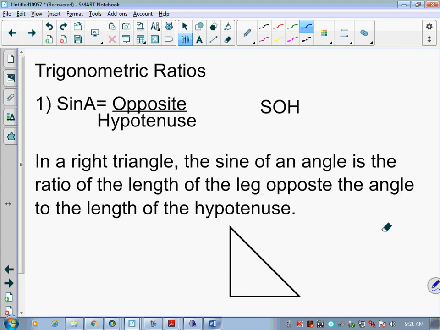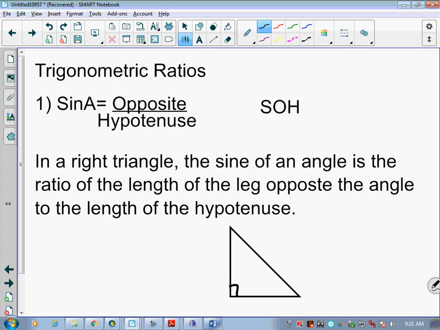Sine is a ratio of opposite over hypotenuse. And we've defined it down here. In a right triangle, the sine of an angle is the ratio of the length of the leg opposite the angle to the length of the hypotenuse. So the first thing I'm going to do is identify the right angle. And the reason I'm going to identify the right angle first is because the hypotenuse is always the hypotenuse. No matter what angle I'm using, the hypotenuse is always the hypotenuse.